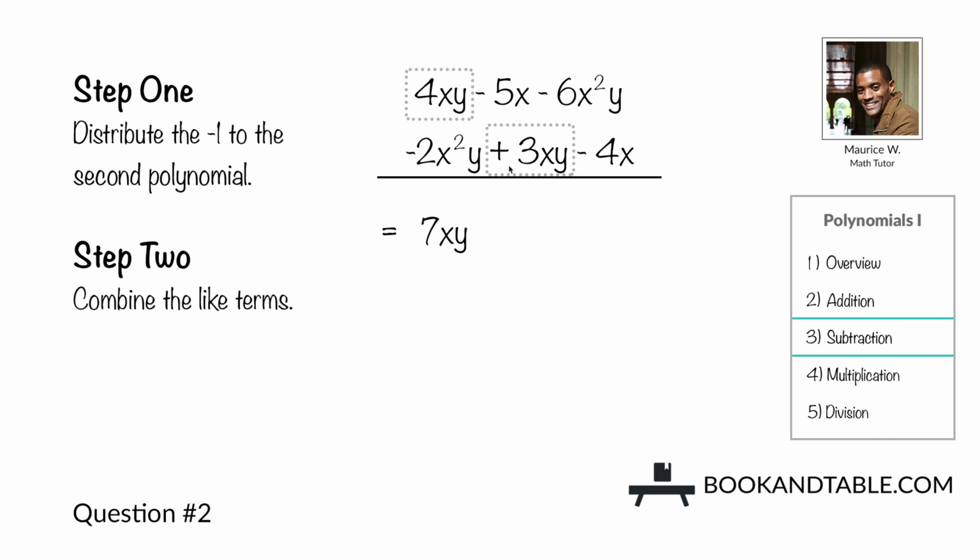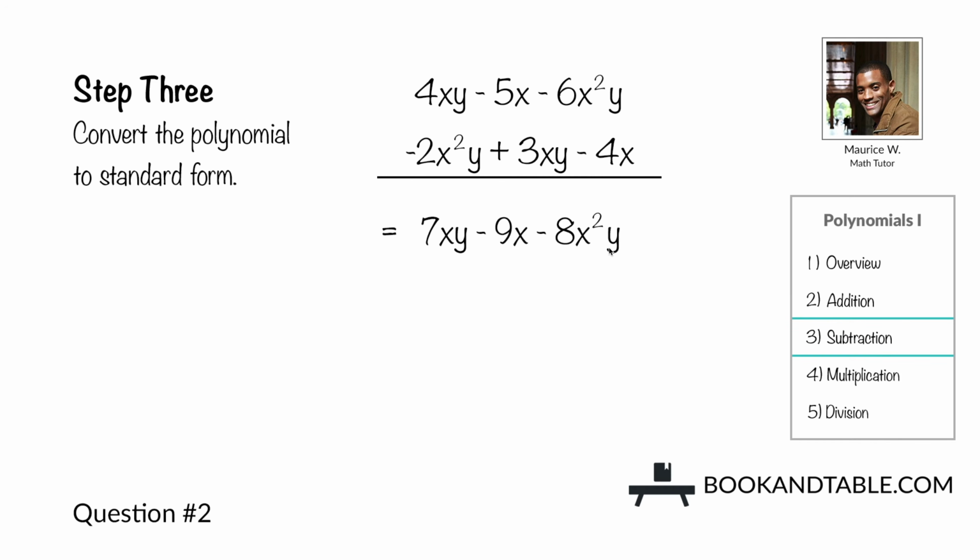4xy plus 3xy would give you 7xy. Negative 5x minus 4x gives you negative 9x. And negative 6x squared y minus 2x squared y would give you negative 8x squared y. And now we want to convert the polynomial to standard form.